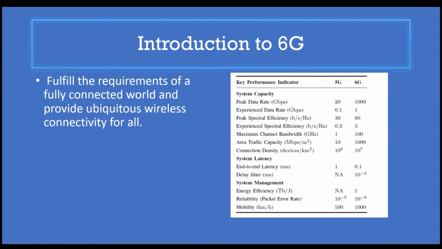Mobility is another key element targeted by 6G, which is trying to provide good quality of communication even when the user is moving at 1000 km per hour. All in all, 6G is trying to improve all key performance indicators of the wireless network to big numbers. To achieve these big numbers, we require many technologies. We are going to review those technologies in this video.